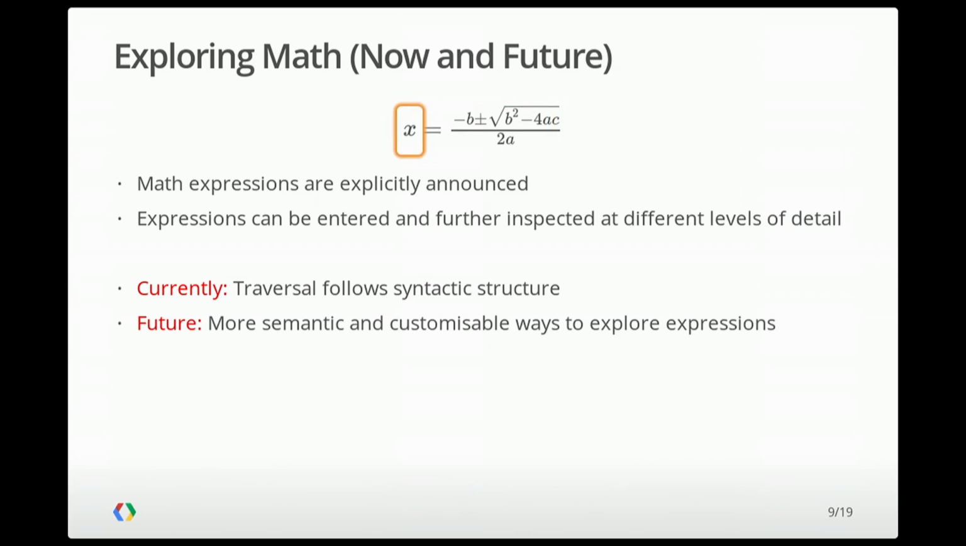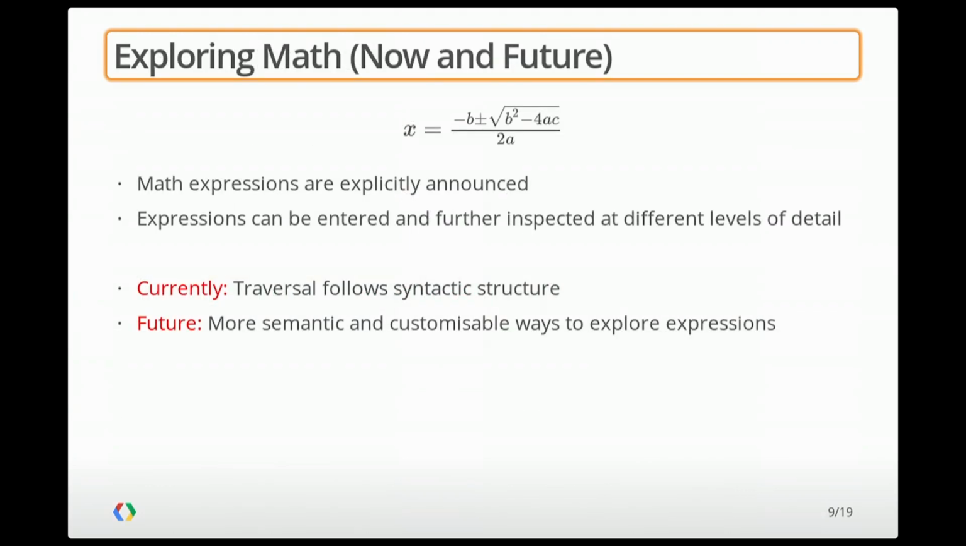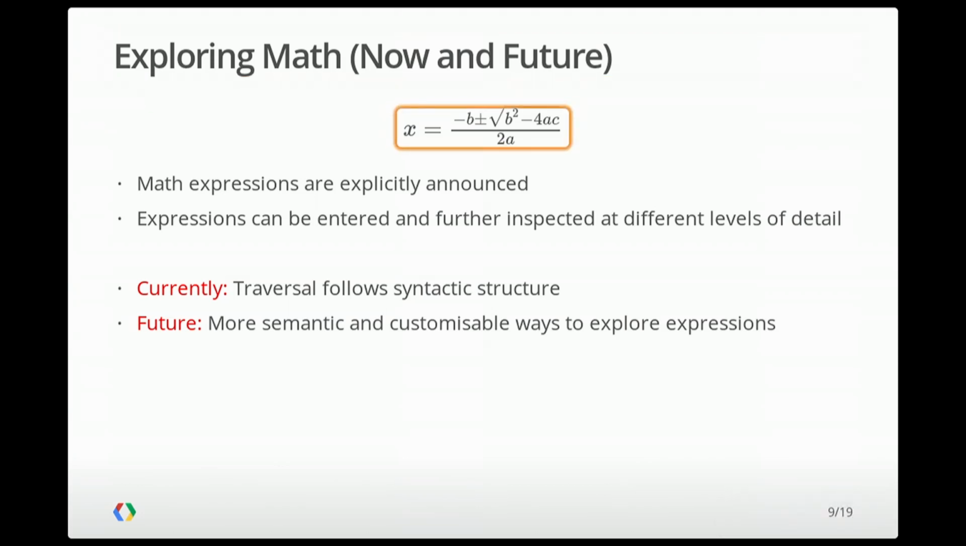Oops, I made a mistake here. Sorry about that. Let's go back. Disabling spoken feedback. Enabling spoken feedback. Let's enter the expression again. Entered math. X equals minus.